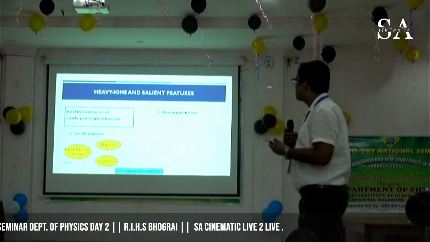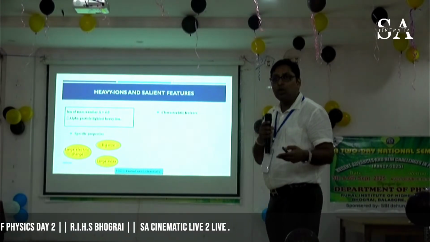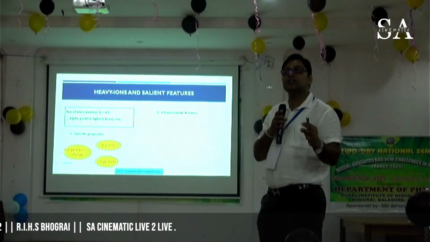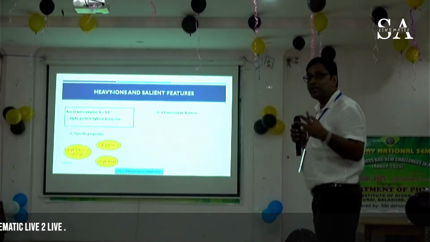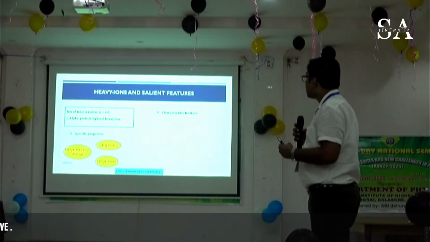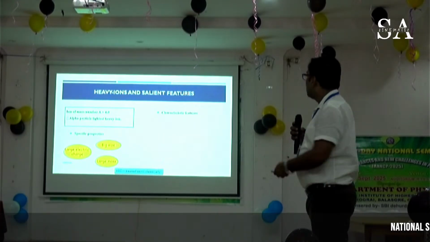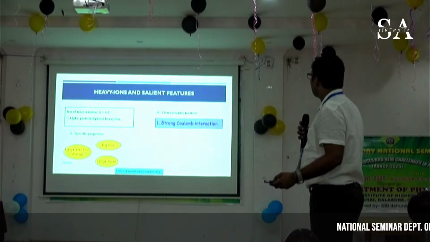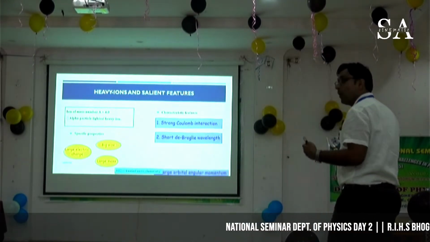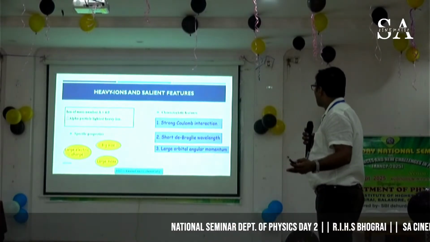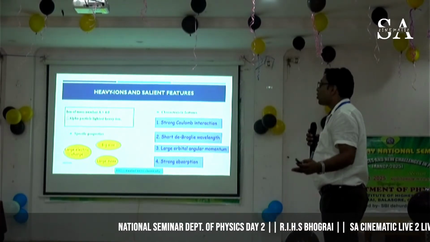Already I talked about the heavy ion. The heavy ion has some basic properties: large electric charge, big size and large mass, and all these properties lead to strong Coulomb interaction, large orbital angular momentum, then strong absorption.